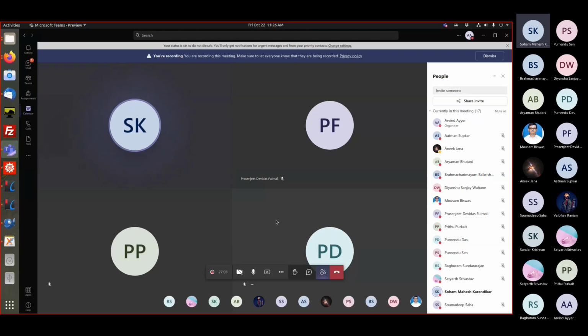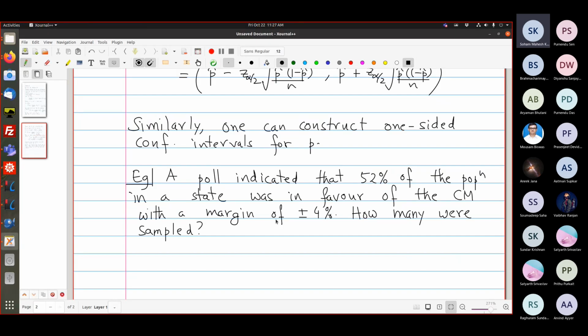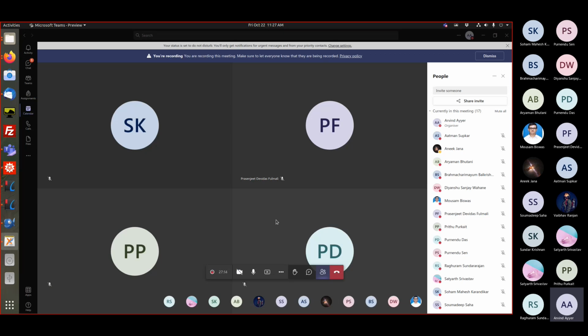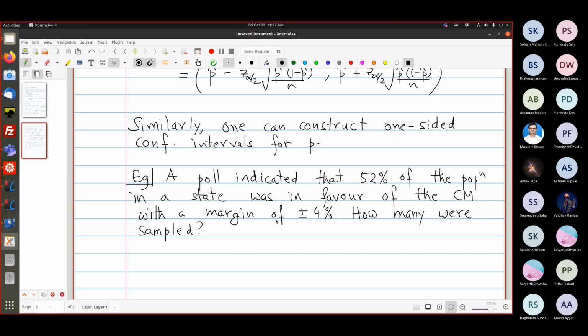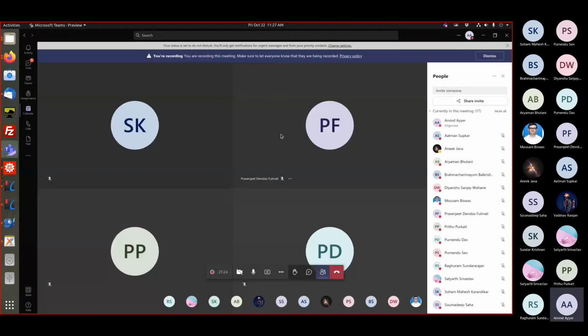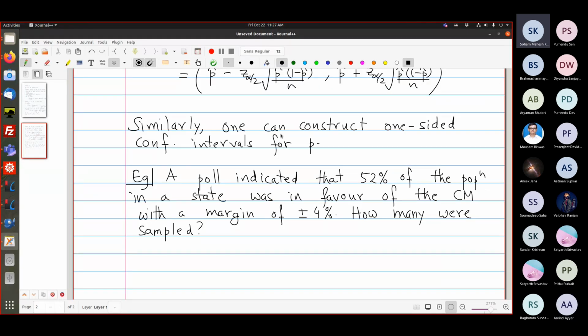So p hat is 0.52 and the variance is 0.04. No, yeah, p hat is 0.52, variance is not 0.04. Variance of what? Sorry, sir, I think it's like the 95% confidence interval for this. Very good. Yes, that's right.